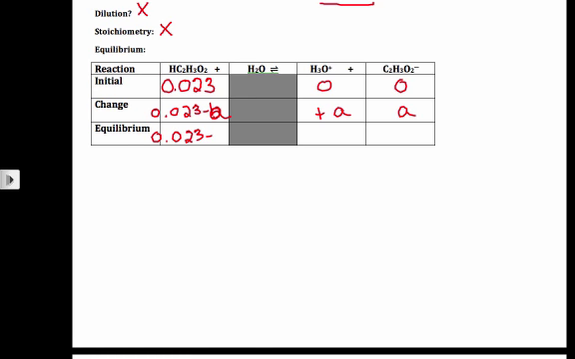0.023 minus, Dina, did you see what I did? I was talking too fast. This should just be minus A, right? So I want you to fix that. I'm so sorry about that. So this is minus A. There we go, all fixed.